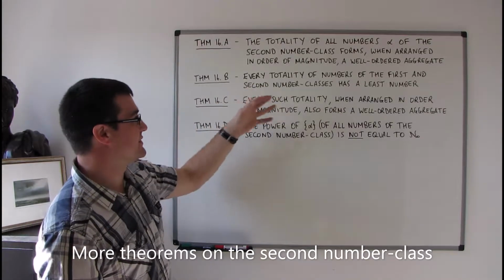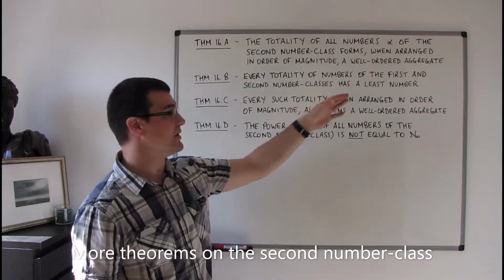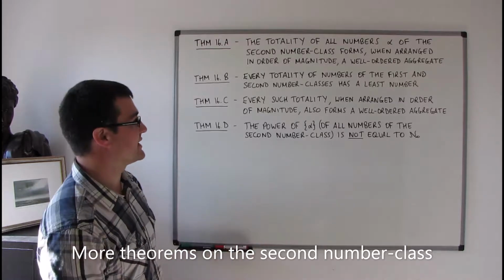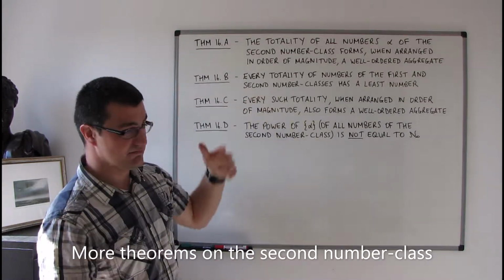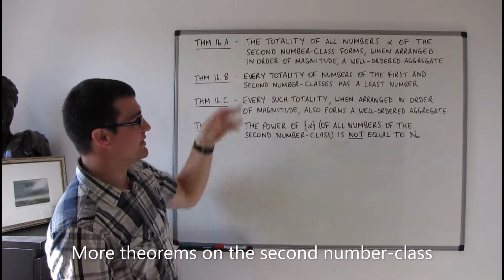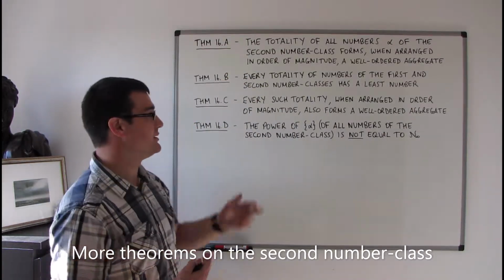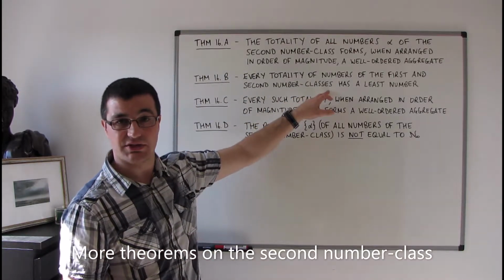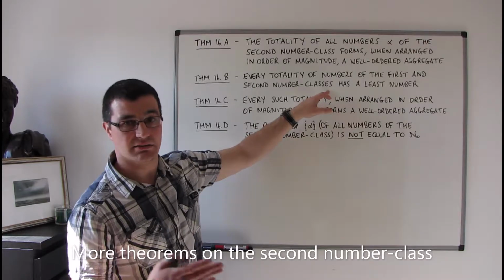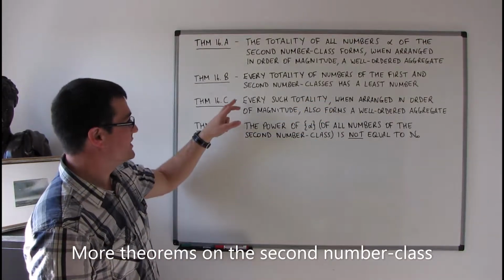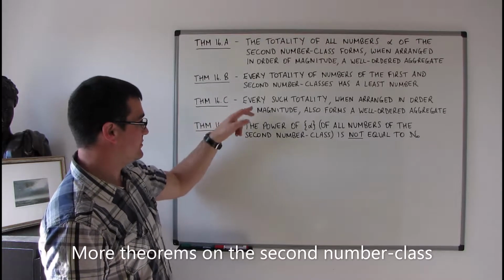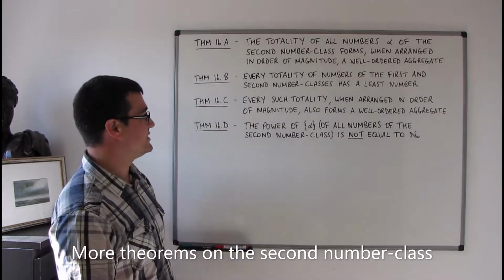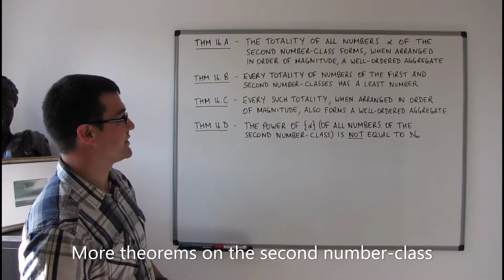Every totality of numbers of the first and second number classes has a least number. In other words, every partial aggregate of the second number class, or of the first and second number classes, with this being a well-ordered aggregate, has a least element, a least number. That's something that's been shown, or stated at least as a theorem, in one of my previous videos. And every such totality, every totality of numbers from the first and second number classes, when arranged in order of magnitude, also forms a well-ordered aggregate.